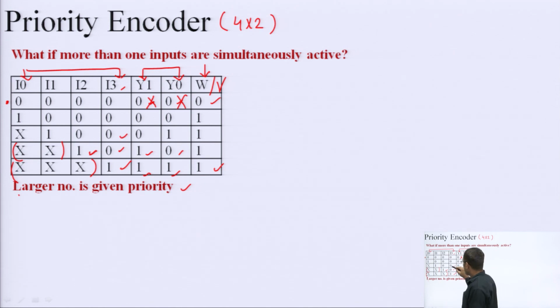Similarly, if I3 and I2 are 0, only then is there a possibility that I1 can be encoded. So, if this I1 is high, and keeping in mind I2 and I3 are 0, I0 does not affect me because it is lesser than I1. In that case, for this I1 I am getting output 0 1. Similarly, the only possibility of getting the encoded value of I0 is that the higher numbers, that means I1, I2 and I3, all 3 are 0.